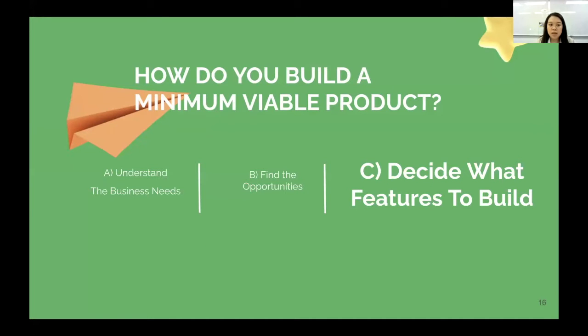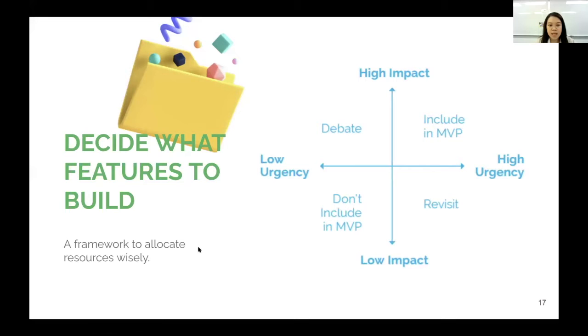And finally, decide what features to build. It is normal that you want to build in all the things in your products. I know many of you love the words only solution, one-stop shop, all in one. However, everyone got 24 hours, and you as a startup have limited resources as well. So think about which features can create high impact and are in high urgency. That should be your MVP features.